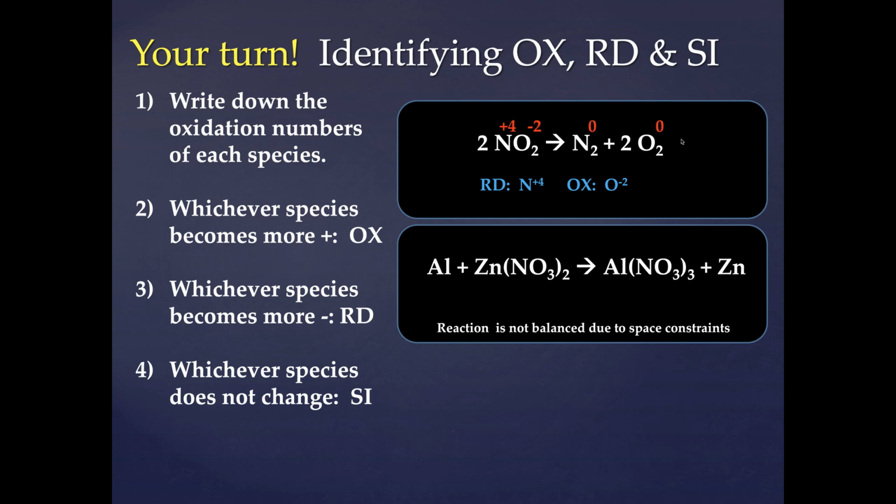In this reaction, the aluminum on the left and the zinc on the right are not in compounds and therefore have no charge. The zinc in the compound has a charge of +2, the nitrate is -1. The aluminum in the compound is +3, the nitrate is -1. So aluminum is going from 0 to +3. Its charge is becoming more positive, and therefore aluminum 0 is oxidized. Zinc is going from +2 to 0, and therefore zinc +2 is being reduced. The nitrate remains -1, and therefore nitrate is the spectator ion.